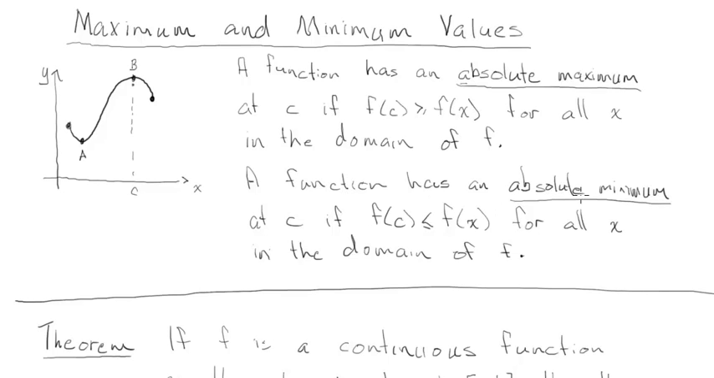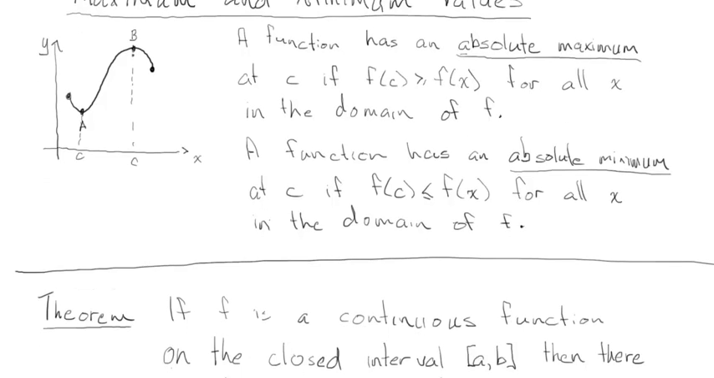And then it has an absolute minimum if the opposite is true. If f(c) is smaller than or equal to f(x) for all x in the domain, then the y value for this c value at this point a is smaller than all the other y values. So that's all we mean by absolute max and min. It's slightly different than the concept of a local max and min.